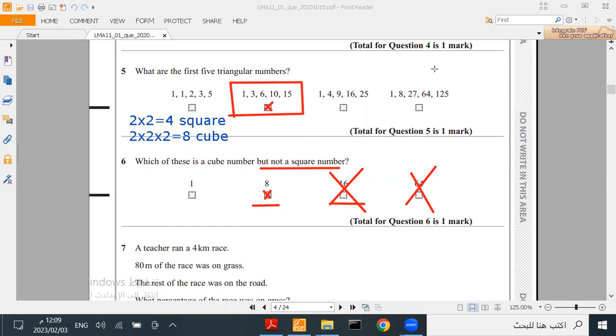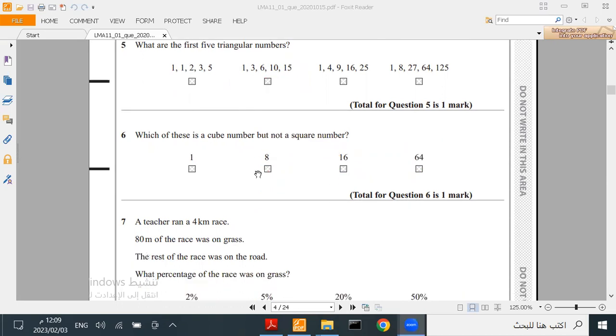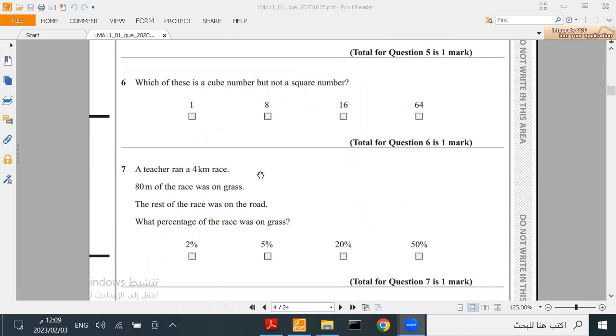Let's move on. We still have 8 minutes. We're going to finish them.